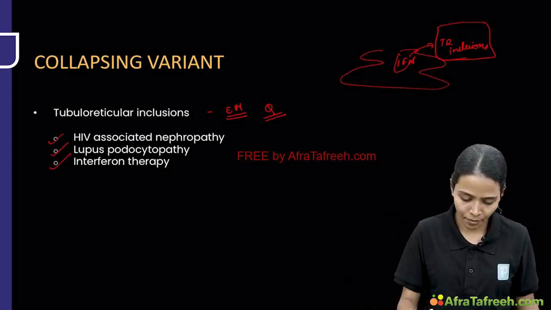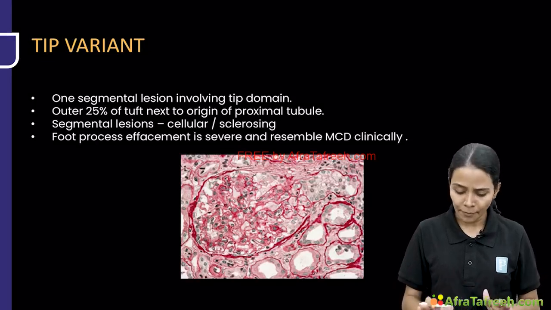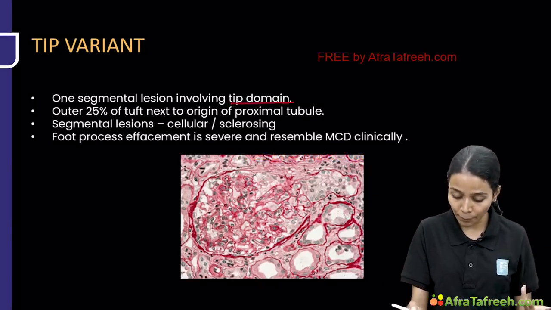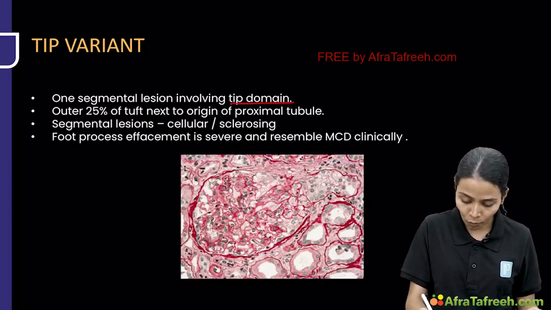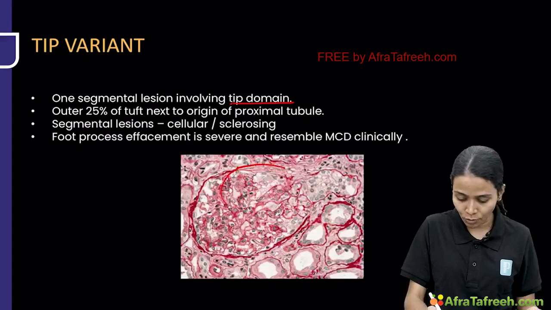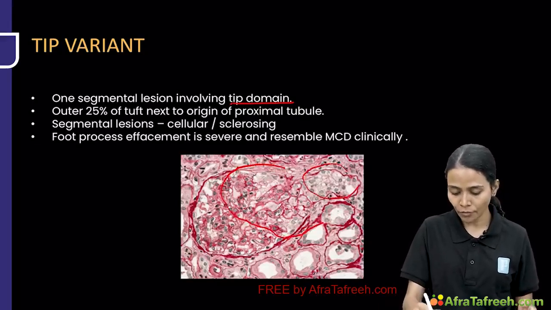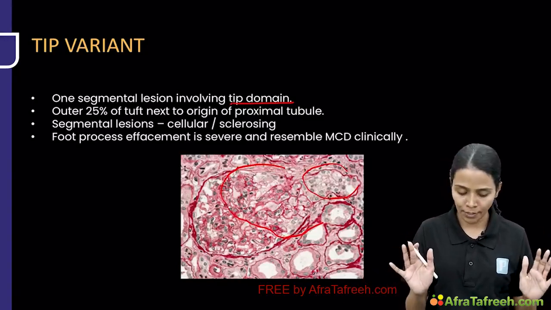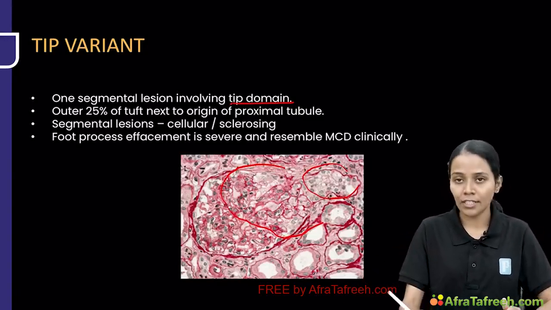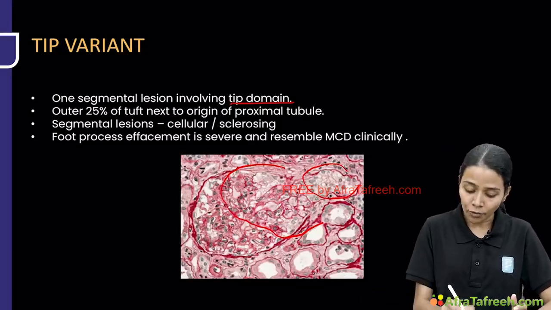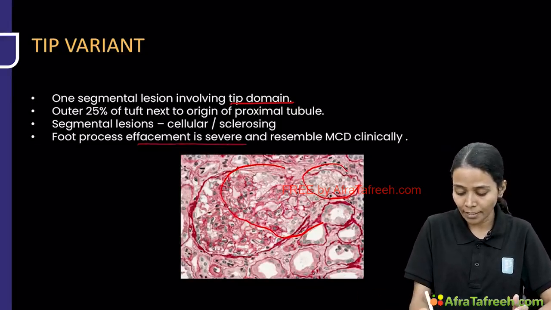Okay. Now coming to the tip variant. Tip variant is only a segmental lesion involving the tip domain. So what is the tip domain? The 25% of the tuft that is next to the proximal tubule. Okay, if there's a proximal tubule, the 25% of the tuft next to it is called the tip lesion. These lesions are generally segmental. It can be cellular or sclerosing, and foot process effacement is severe and it resembles MCD.